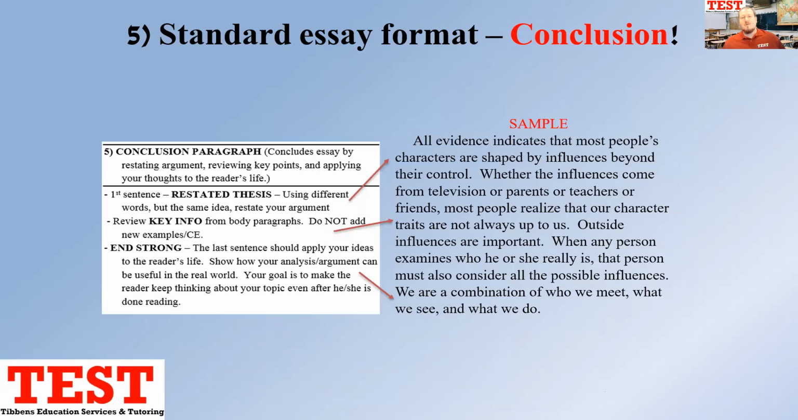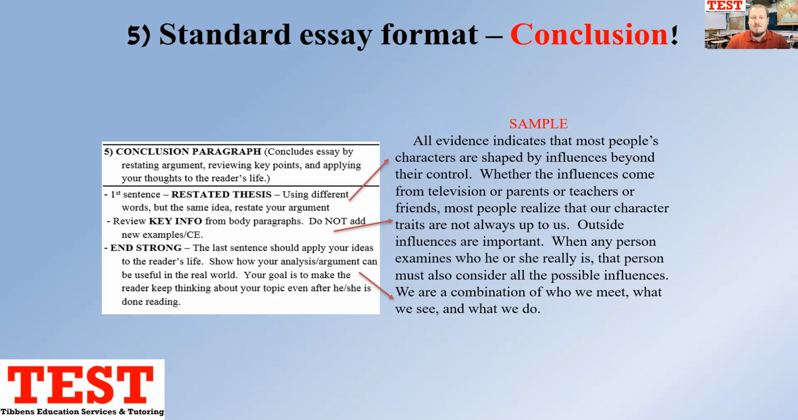So here's a sample conclusion. All evidence indicates that most people's characters are shaped by influences beyond their control. Whether the influences come from television or parents or teachers or friends, most people realize that our character traits are not always up to us. Outside influences are important. When any person examines who he or she really is, that person must also consider all the possible influences. We are a combination of who we meet, what we see, and what we do.